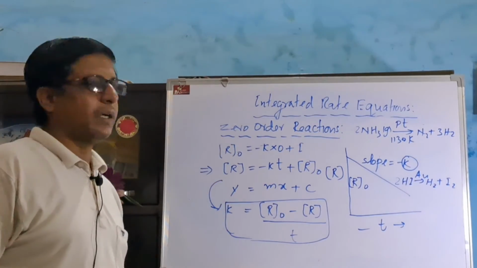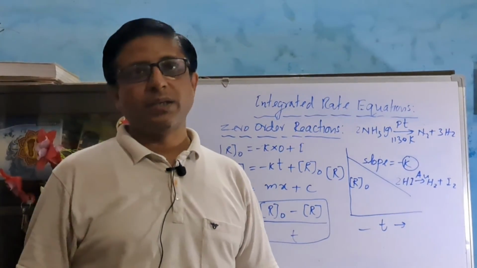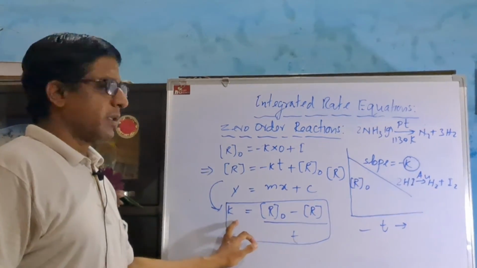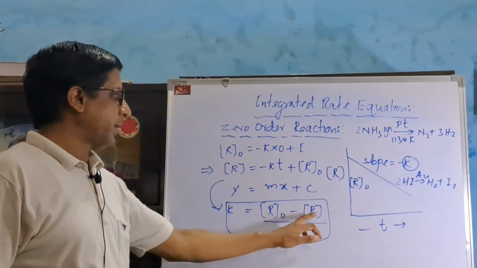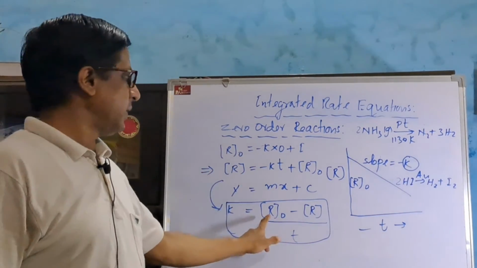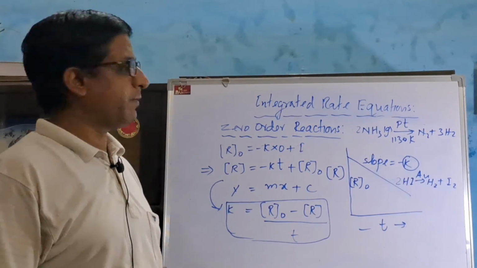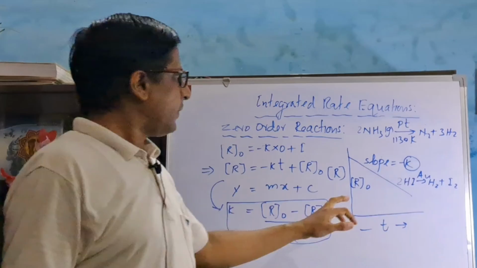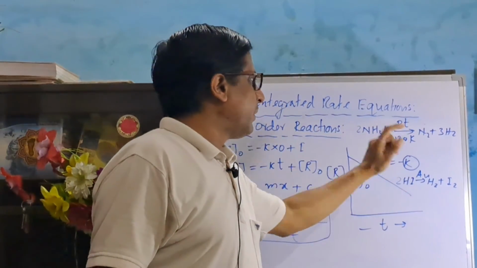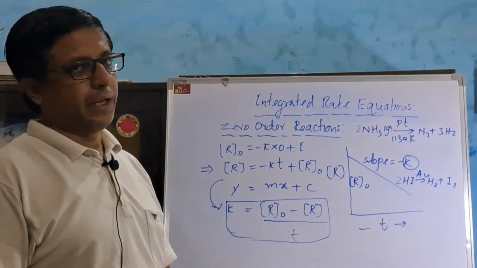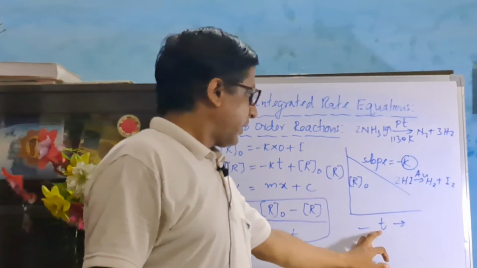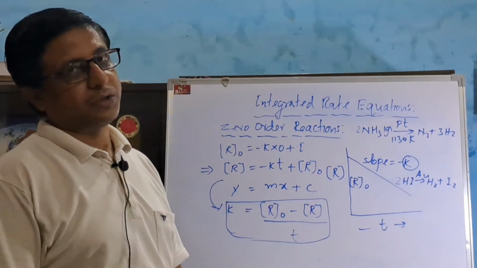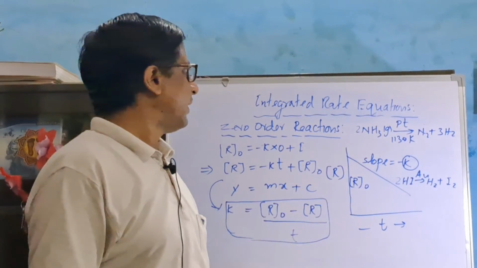So we have discussed the integrated rate equation in the case of a zero order reaction. In the case of a zero order reaction, the rate constant k is equal to R0 minus R upon t. Here R0 is the initial concentration of reactant, and R is the concentration of reactant at time t. We can also determine the rate constant k from a plot between time and reactant concentration. From this slope we can determine the rate constant.